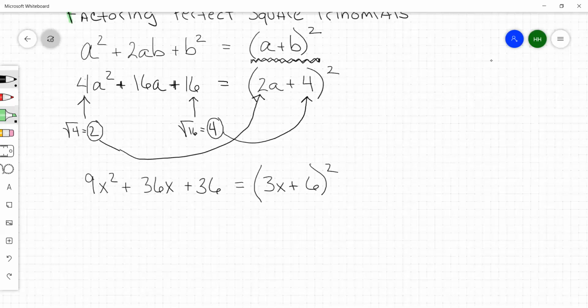And it would also work with something like b squared plus 14b plus 49, where 7 times 2 is 14. What's in front of this b squared? There's a 1 there, right? And isn't the square root of 1, 1? So that's a perfect square, isn't it? And isn't 49 a perfect square? So look what this factors to. This is just b plus 7 squared.